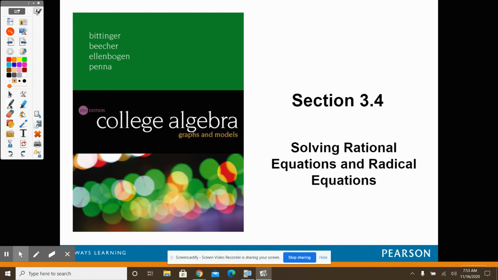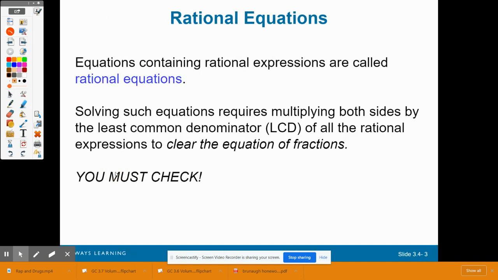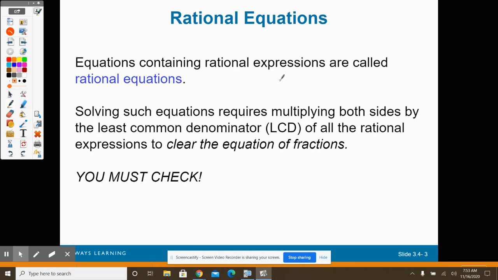So we're going to solve rational and radical equations. Rational are equations with fractions, and radical equations are equations with square roots or radicals in them. Okay, so that's what we're going to do. And first of all, what is a rational equation? They have fractions in them, and what you're going to hate most about the problem is the fraction. So we're going to clear the fractions, and that's going to allow us to solve it like normal.